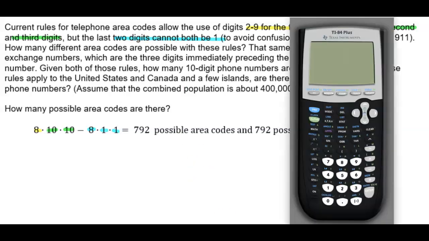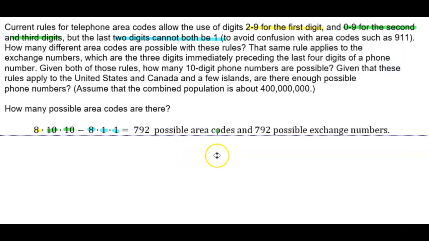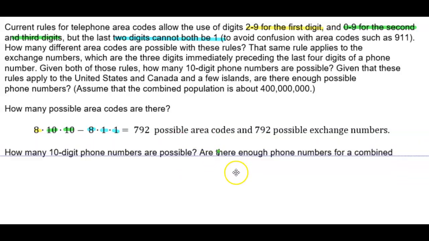So if we take a look at this on our calculator, we put in parentheses 8 times 10 times 10, and then minus 8 times 1, which we know is going to give us 8, and that gives us 792. So there are 792 possible area codes and 792 possible exchange numbers.